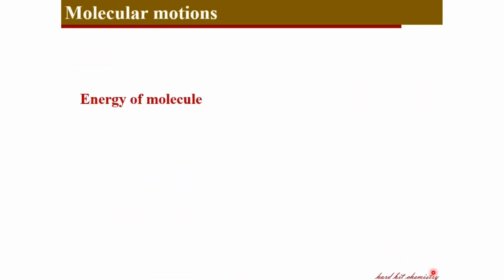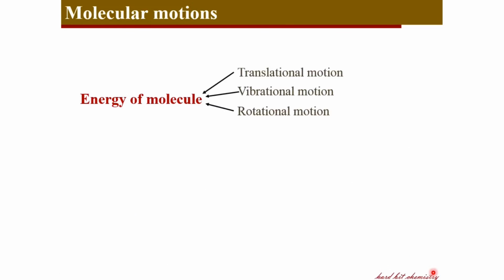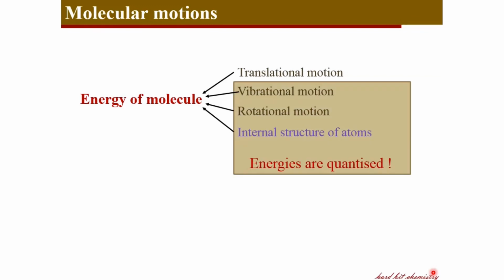And the total energy of the molecule is contributed by all three motions: translational, vibrational and rotational motions, and the electronic arrangement or internal structure of atoms. Internal structure means electronic arrangement or positioning of electrons within the molecule in the molecular orbitals. Among these four components of the total energy of a molecule, these three, the vibrational motion, rotational motion and the internal structure arising due to electronic configuration, are all quantized.